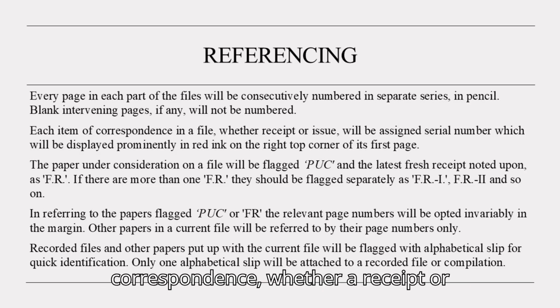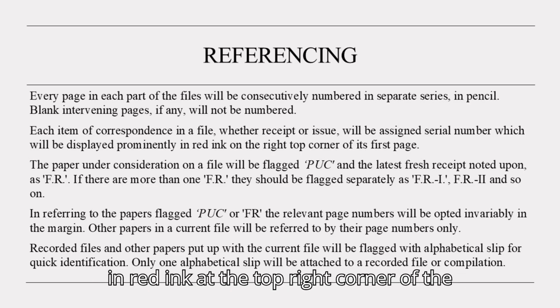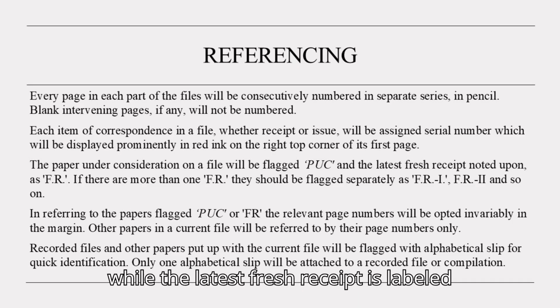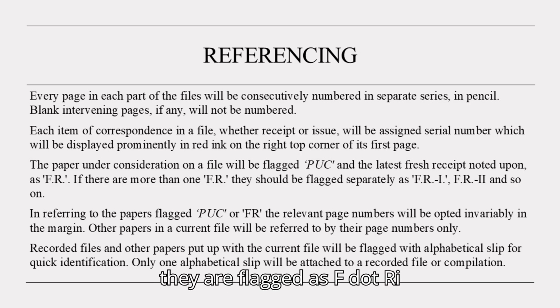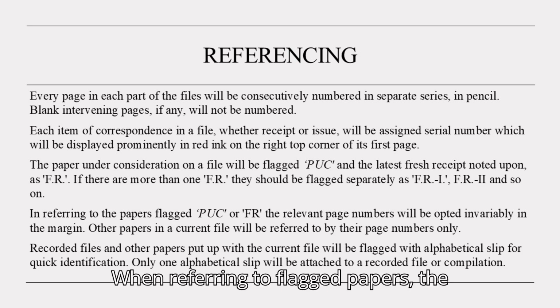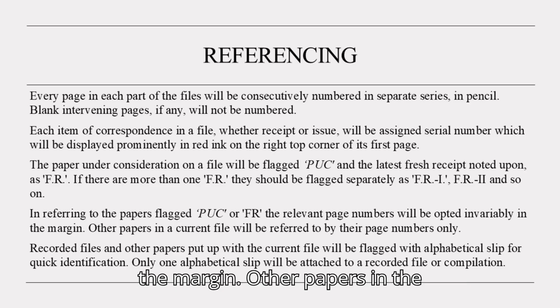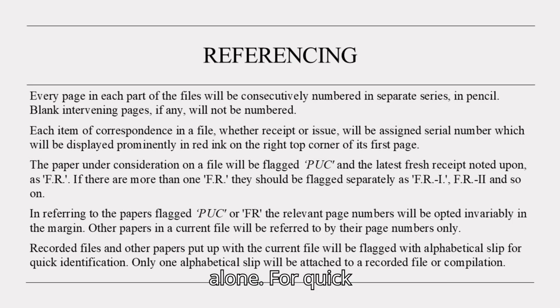Every correspondence, whether a receipt or issue, is assigned a serial number, marked in red ink at the top right corner of the first page. The paper under consideration is flagged as PUC, while the latest fresh receipt is labeled FR. If multiple fresh receipts exist, they are flagged as F.R.1, F.R.2, and so on. When referring to flagged papers, the relevant page numbers must be noted in the margin. Other papers in the file are referenced by page numbers alone.